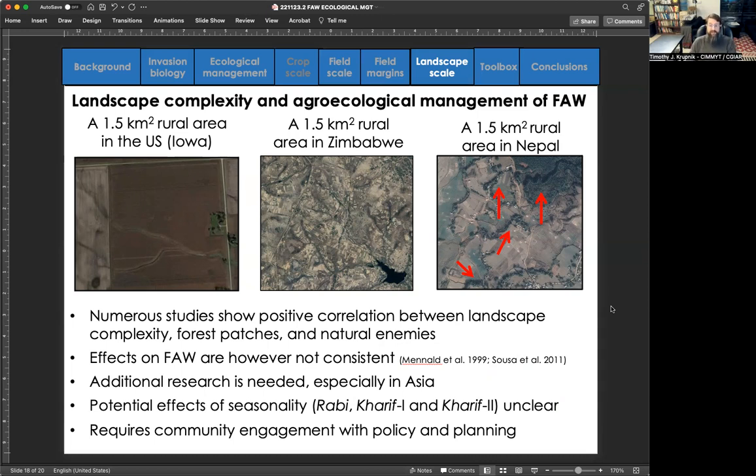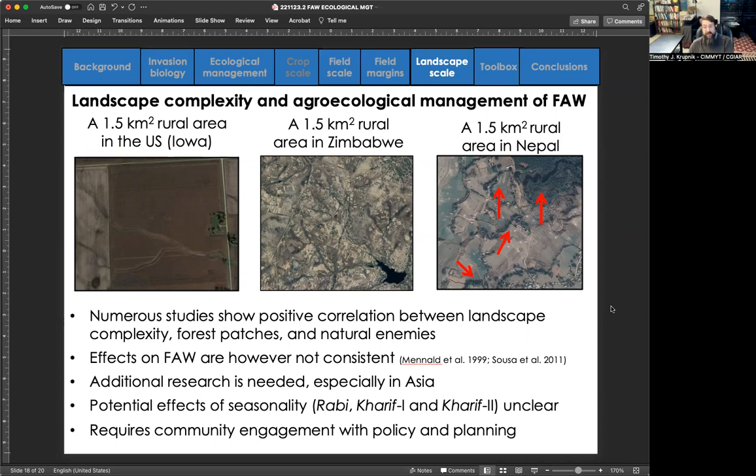There are numerous studies that show positive correlations between landscape complexity, the maintenance of forest patches, and natural enemies. However, the results can at times be idiosyncratic. Just recently, a paper was published in PNAS that looked at global data sets and concluded that, again, at least for predators and natural habitat, the results depend on a variety of factors. So once again, landscape planning and reliance on landscape for management of fall armyworm needs to be considered very carefully.